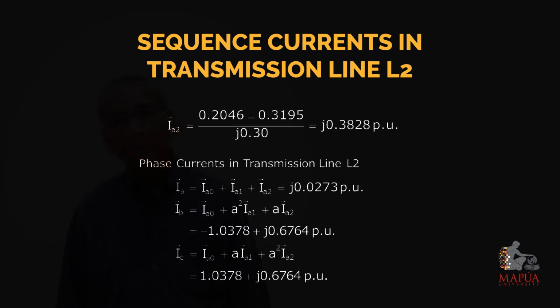So from there, we can now compute the phase currents in transmission line L2. IA, IB, and IC can now be computed using the product of the A matrix and the sequence currents. IA is equal to j0.0273 per unit, IB is equal to negative 1.0378 plus j0.6764 per unit, and IC is equal to 1.0378 plus j0.6764 per unit.